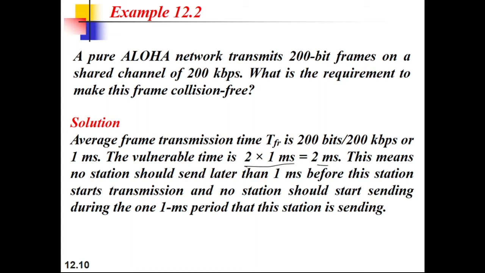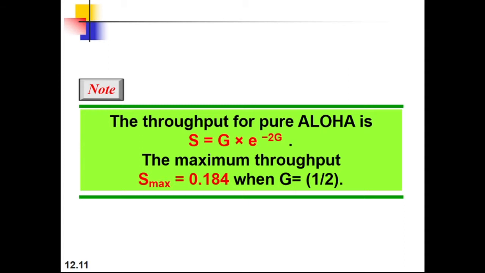So this is the vulnerable time. The throughput for pure ALOHA is S equal to G × e^(-2G). So this is the throughput. The maximum throughput is S max equal to 0.184. When G is equal to 1/2, then we can get the maximum throughput. The efficiency should be maximum.